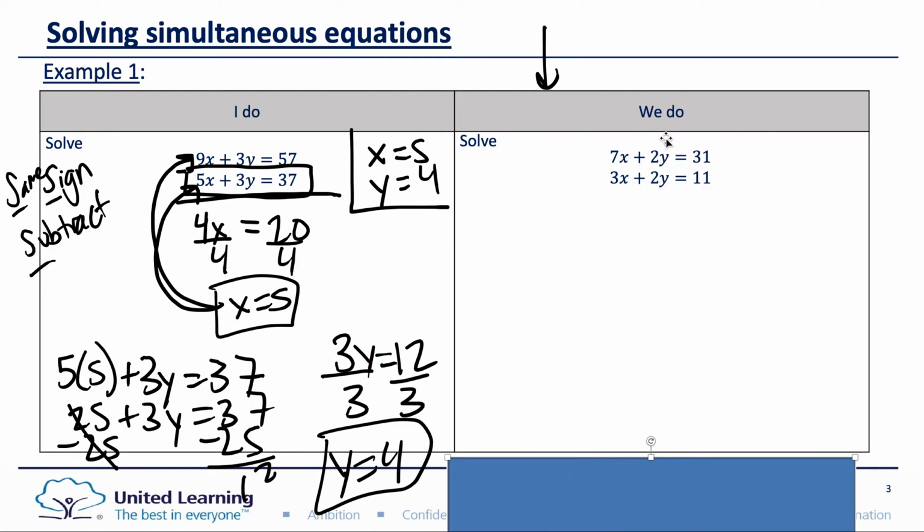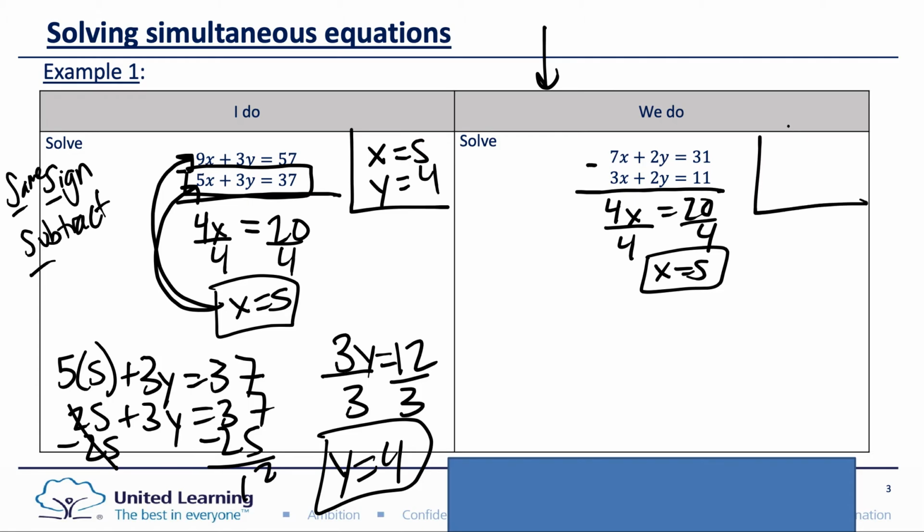All right, can you please eliminate this to solve for x and y for this simultaneous equation? Pause the video. Okay, again, look, same sign, subtract. Coefficients are both positive 2, so hopefully you went right to subtraction. You end up getting 4x. 31 take away 11 is 20. So it looks like we're going to get the same exact x value here of 5.